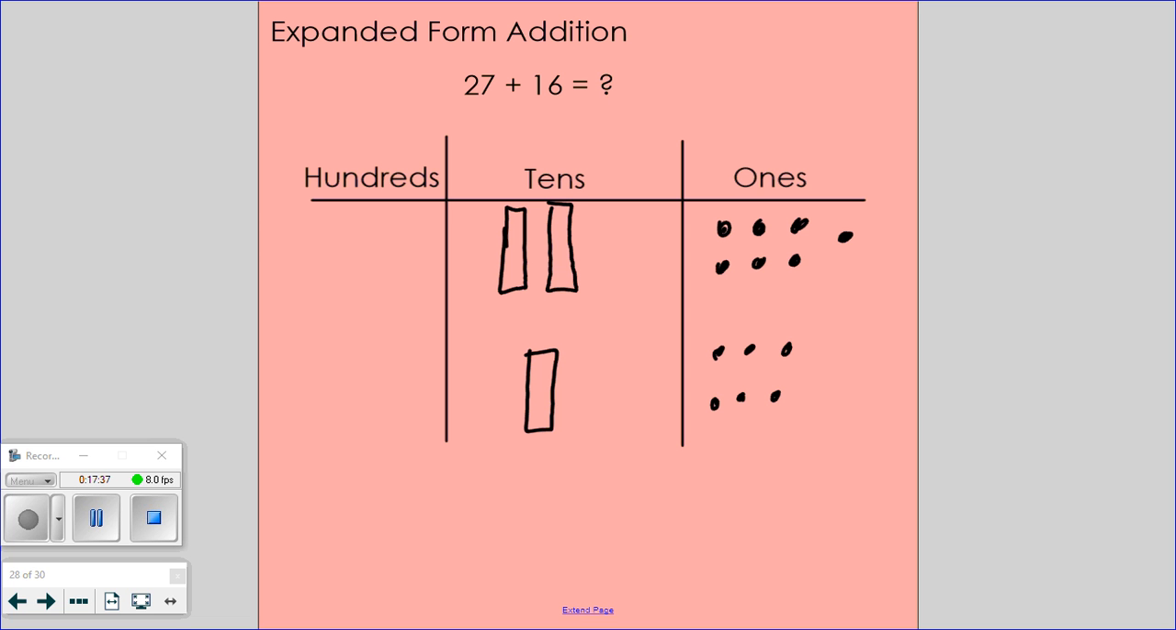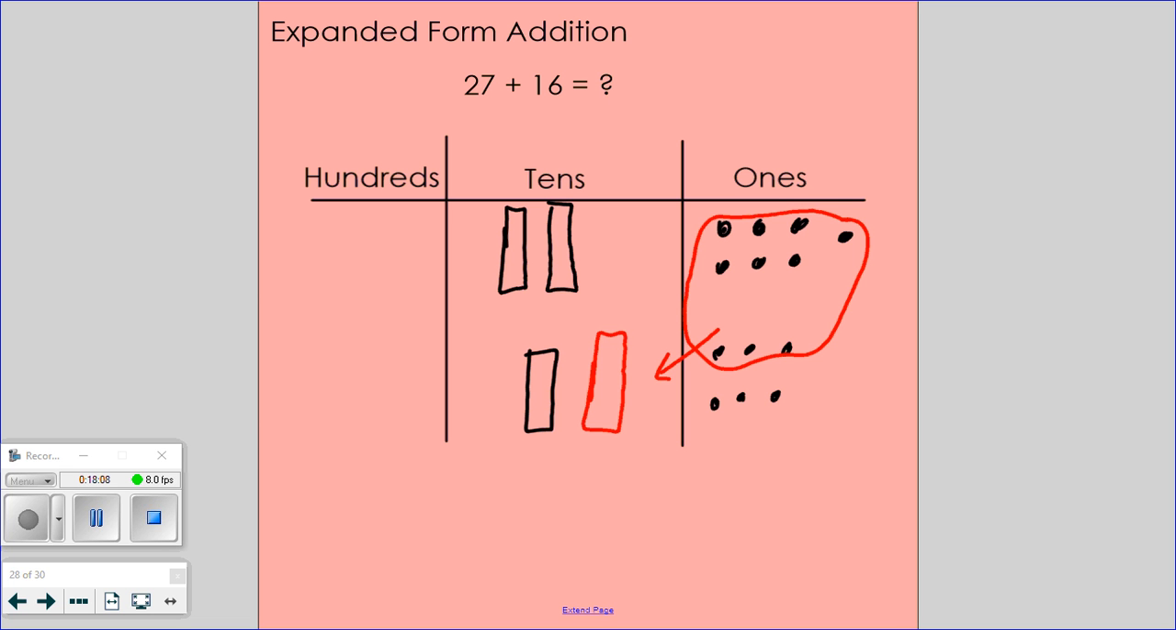Alright, I got 10 ones, and I'm going to trade him a 10. It's the same amount, it's just in a different form. Here's your 10. Now, does the 10 that I just traded belong in my ones category? No. I just traded that, and now my new tens rod goes in my tens column.